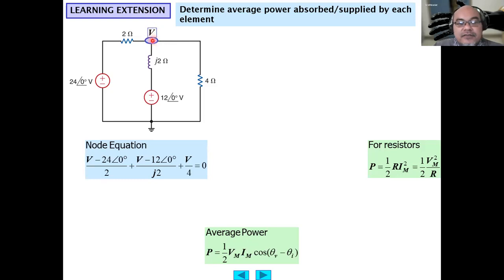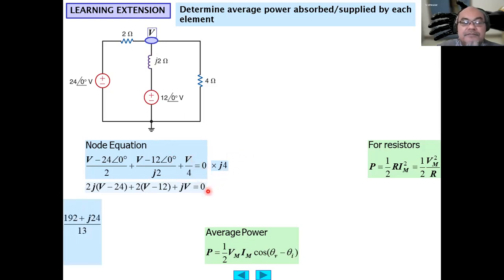Using the first node here: (V minus 24) divided by 2 plus (V minus 12) divided by j2 plus (V minus 0) divided by 4 equals 0. Okay, simplifying that equation, we multiply by 2j, multiplied by 4j. So we obtain here 2j times (V minus 24), plus 2 times (V minus 12), plus jV equals 0.